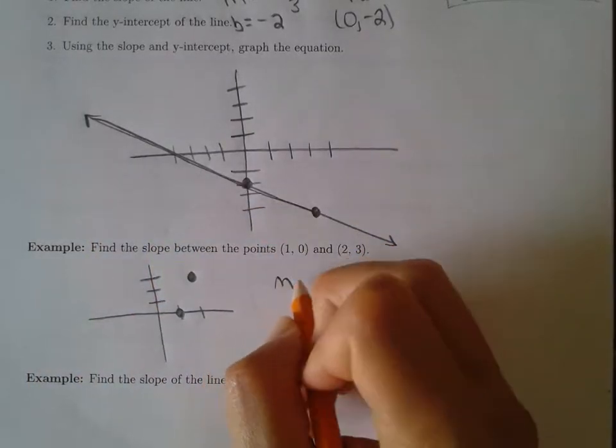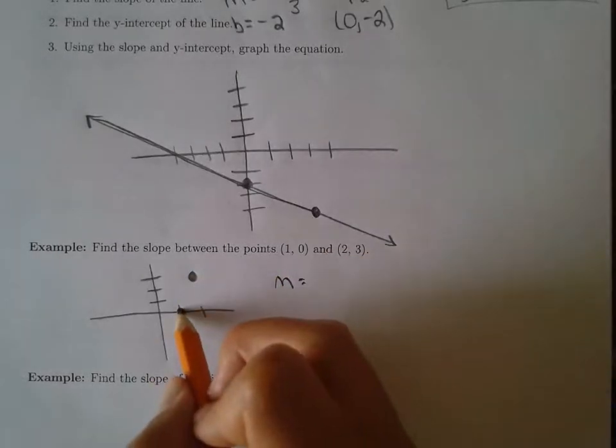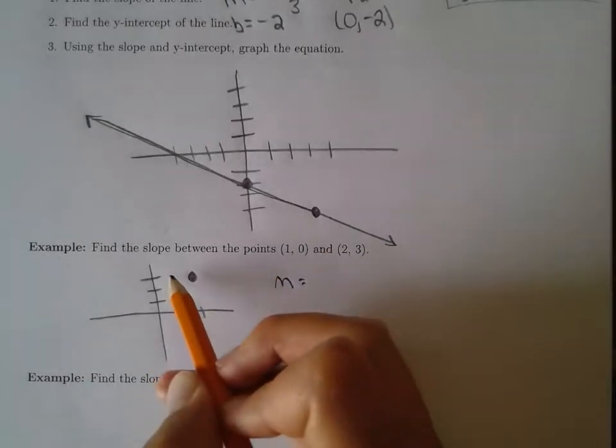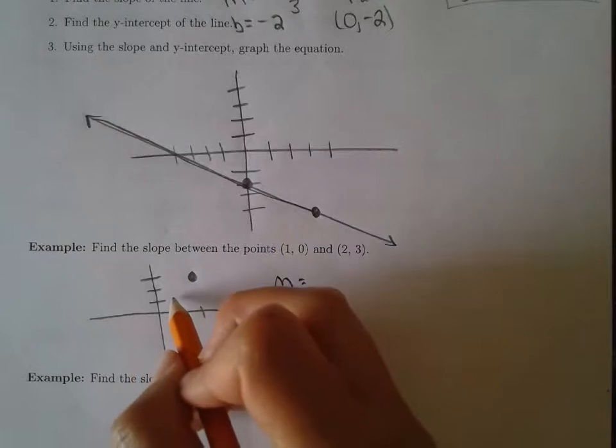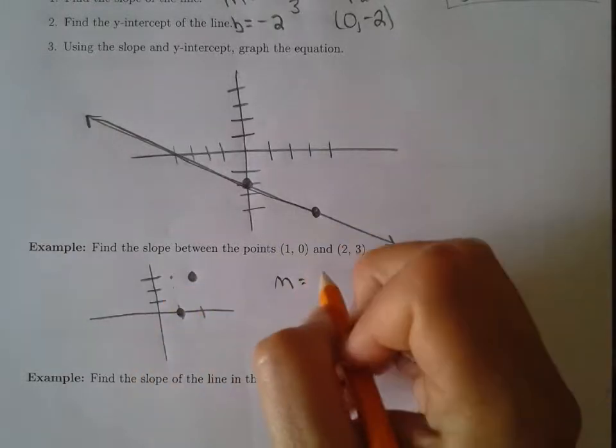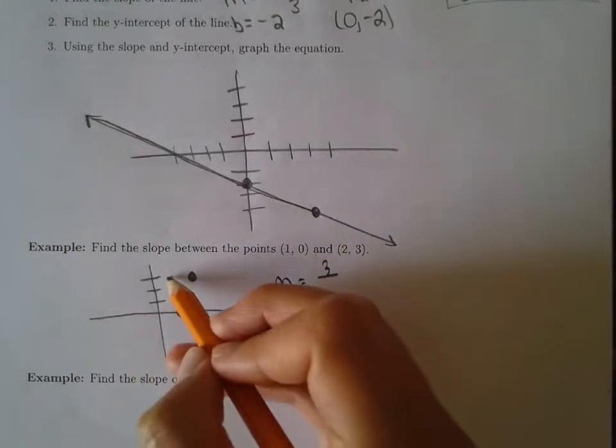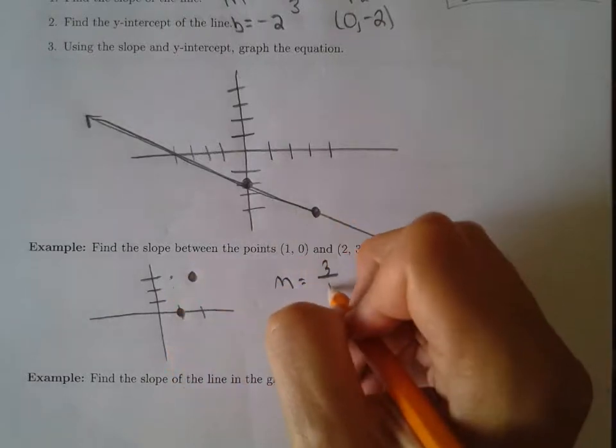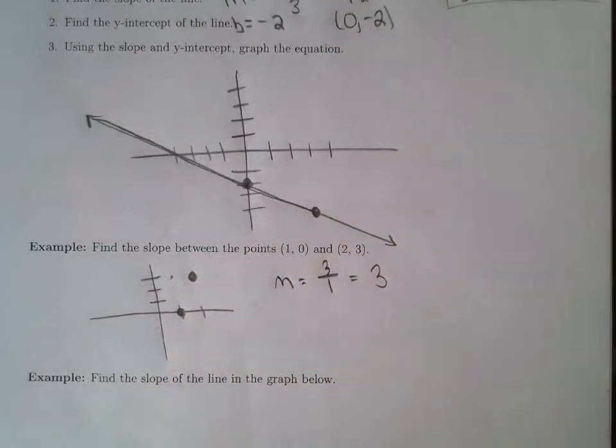Okay, so slope is rise over run. To get from here to here, we rise 1, 2, 3, and then run over 1, and these are all positive, so the slope would be 3 here.